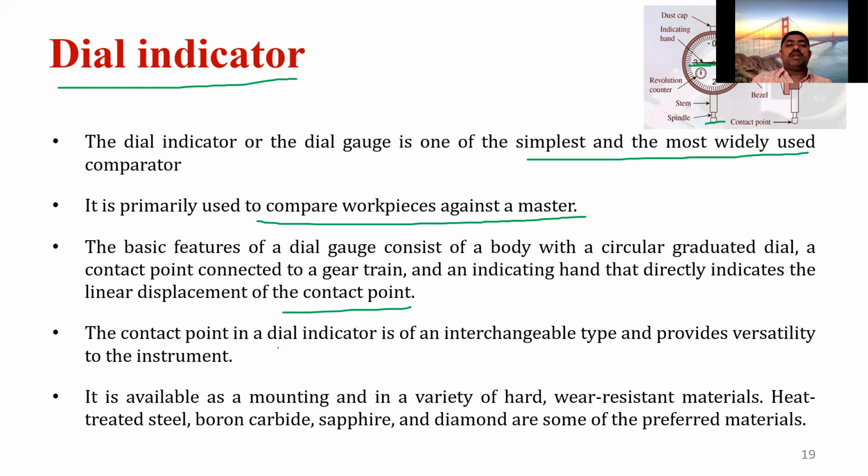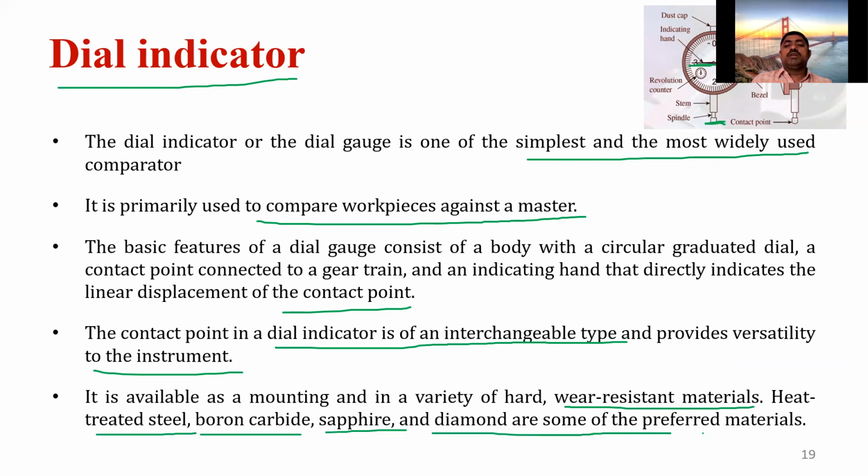The contact point in a dial indicator is of an interchangeable type and provides versatility to the instrument. These contact points are made of different wear-resisting materials. These may be boron carbide, heat treated steels, sapphire, and diamond, which are some of the preferred materials for the contact points.